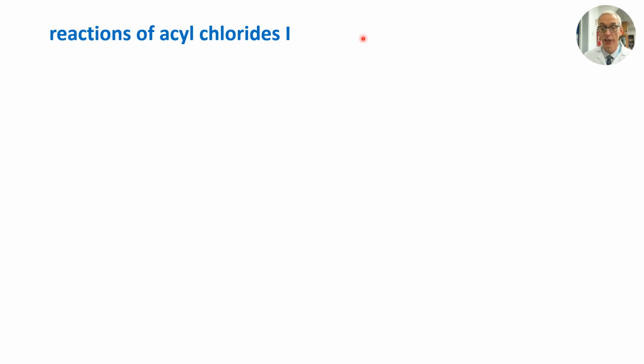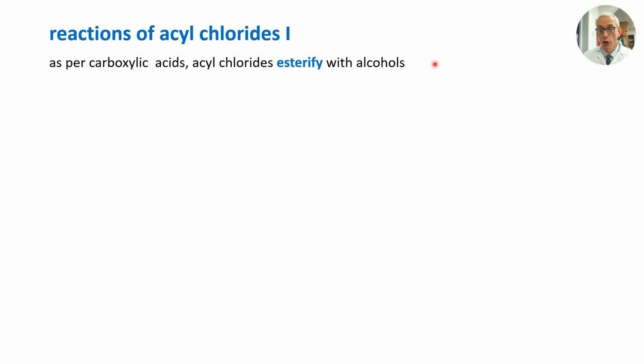So let's look at some reactions of acyl chlorides, which, as I've mentioned, are very similar to those of carboxylic acids, but are more vigorous. So acyl chlorides esterify with alcohols. Here we have our propanoyl chloride, and here is ethanol. Can you predict the structure of the ester formed and identify the co-product? Pause, come back to check.